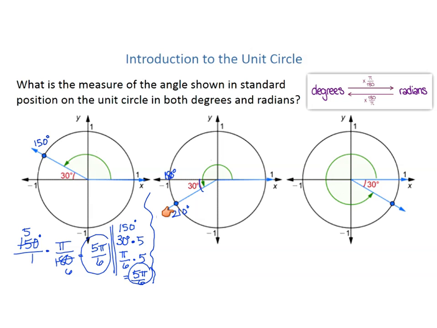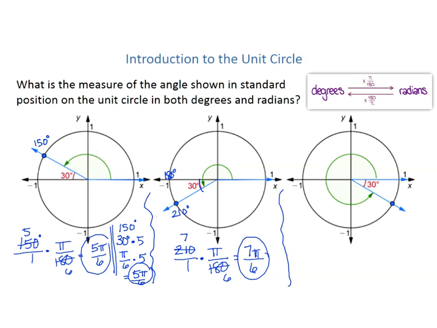So using the formula, I take 210 over 1, multiply it by pi over 180. Both of these are divisible by 30. This is 7 times, and this is 6. So I get 7 pi over 6.